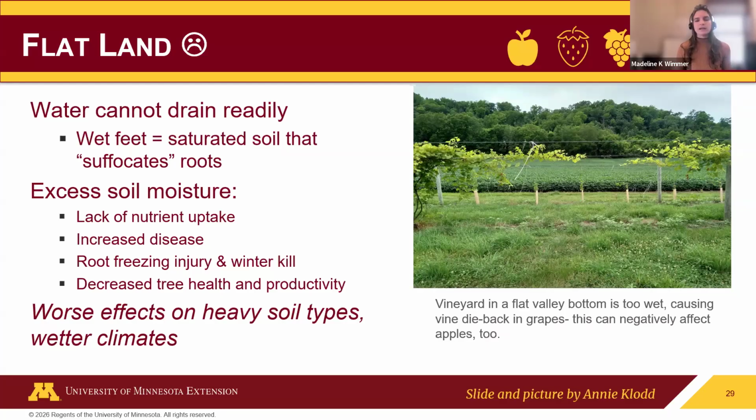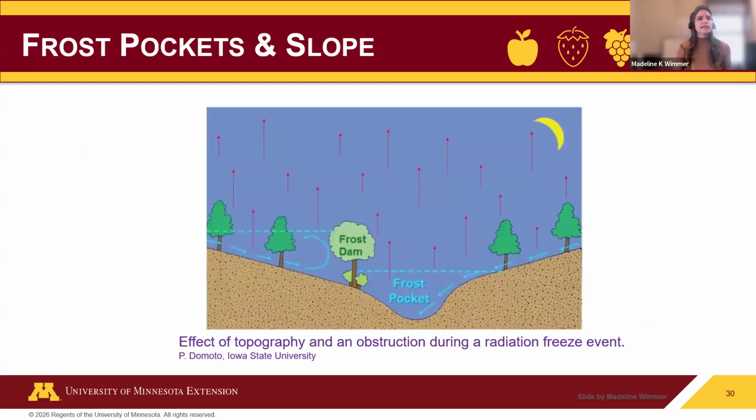It can also impact how nutrients are taken up, increase disease issues, and all sorts of issues. So when thinking about a planting site, slope is okay and it's actually helpful again for drainage. But be aware of any low spots that could create frost pockets, or if you are on a slope, if there's a forest at the edge of that slope, that can also create what people will call frost dams.